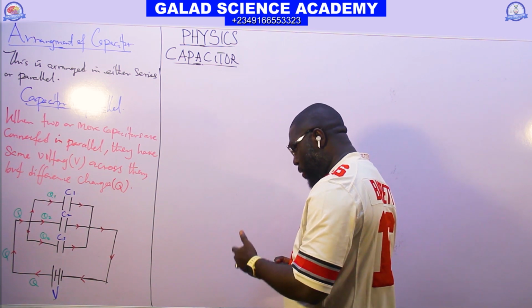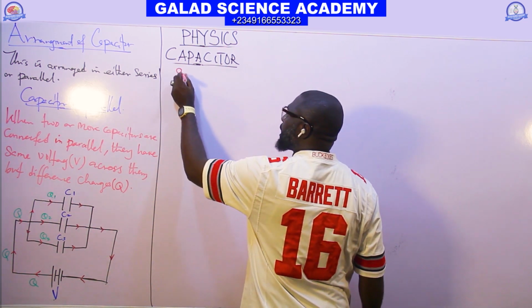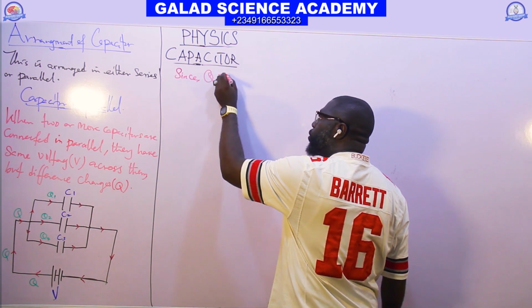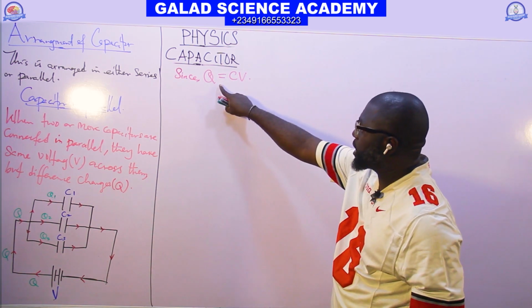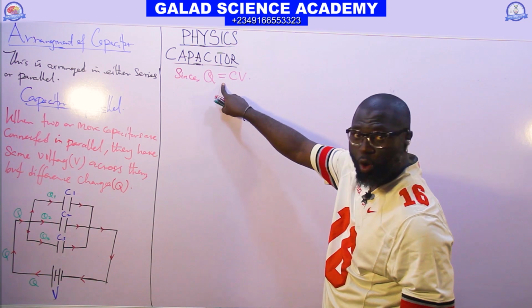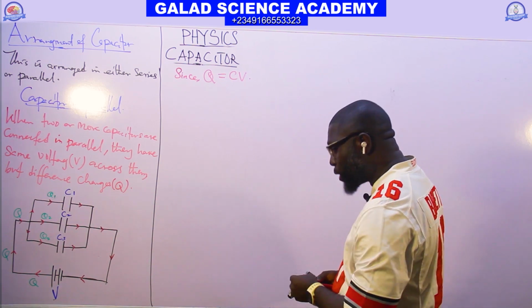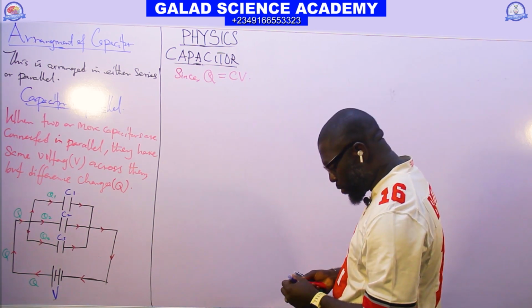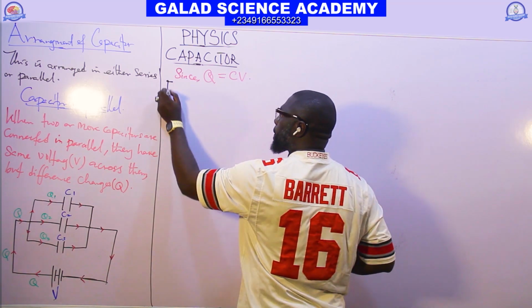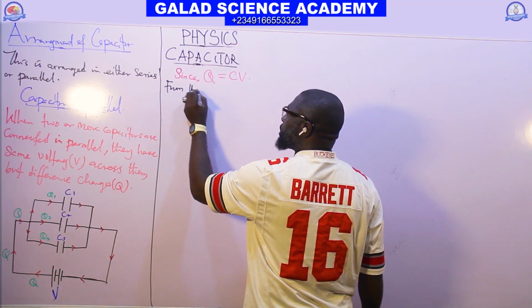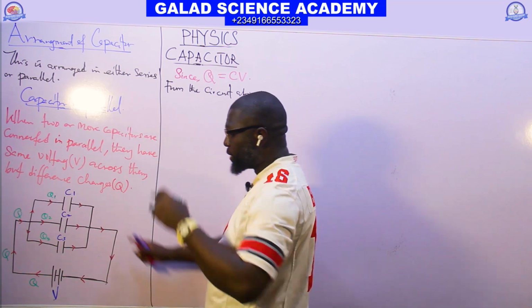Before we move on from this diagram, since Q is equal to CV, that is, electric charge is the product of the capacitance of a capacitor multiplied by the potential difference in the circuit, we can use the circuit above.